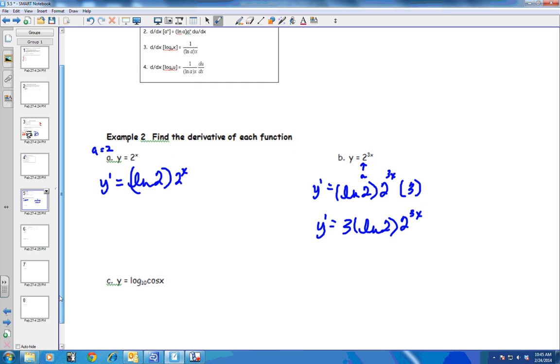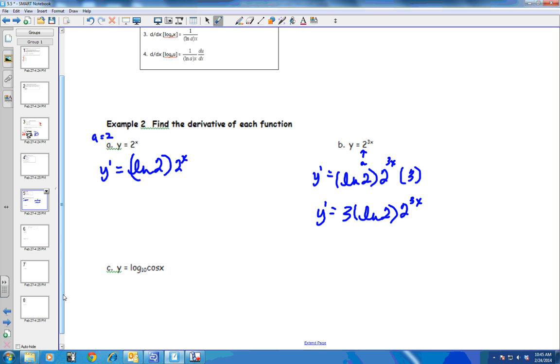Now part C. Part C is going to follow rules 3 or 4. So I have log base 10 of cosine x. So let's label what my a and what my u are. My a in this problem would be 10. My u would be cosine x. And I do that so I know what to plug into these derivatives. So y prime equals 1 over natural log of a, and we said my a is 10.